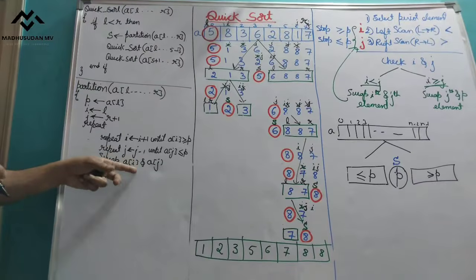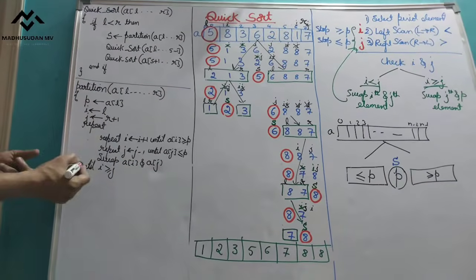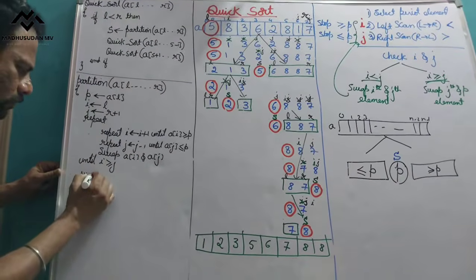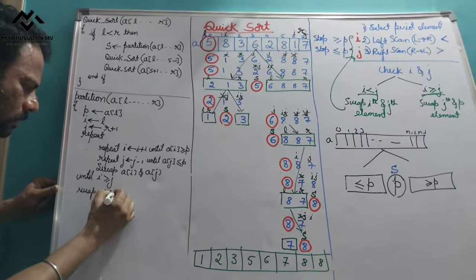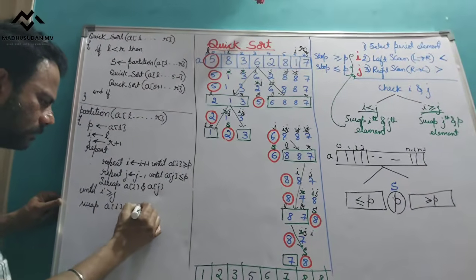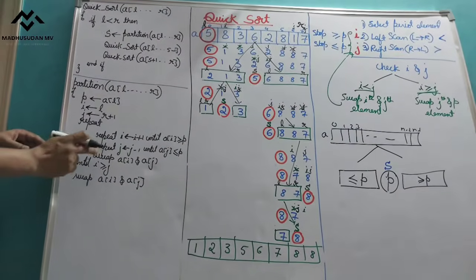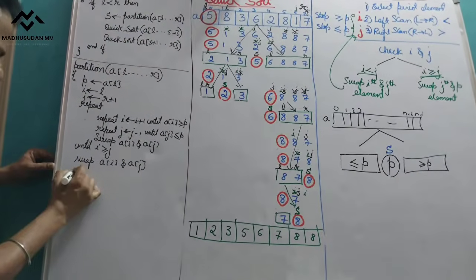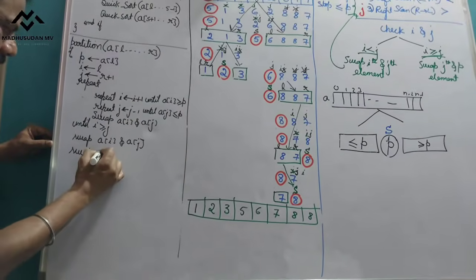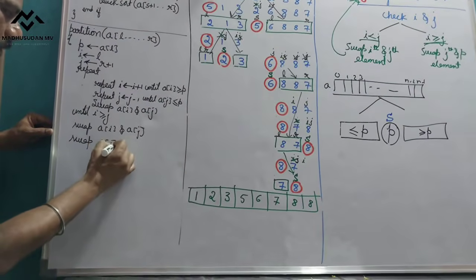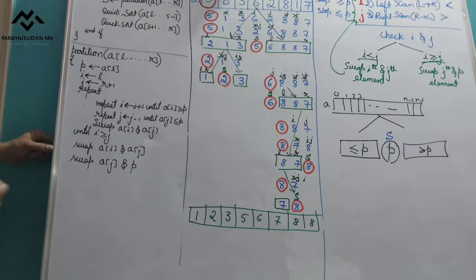So to undo or redo that operation, again we are swapping what? A of i and A of j. Then once it comes out when i is greater than j, what to do? We need to swap A of j and the pivot element.